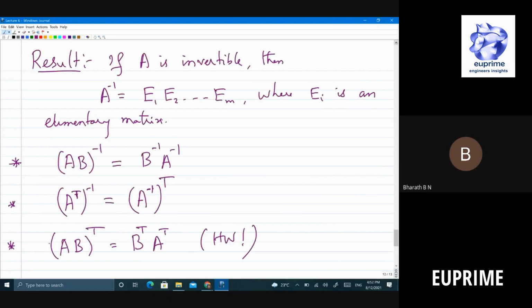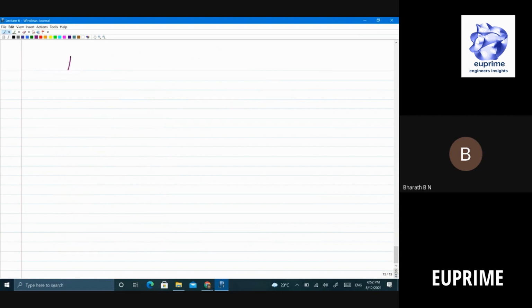Let's look at what is the answer for A transpose inverse is A inverse transpose. Why is that? Okay. So what is A inverse? If A is invertible, A inverse is what? Product of elementary matrices, right? Let's see if we can prove this way. I don't know. Let's try this out.